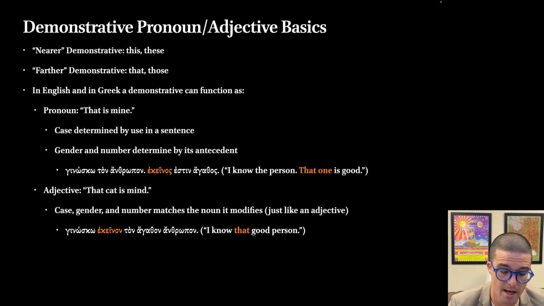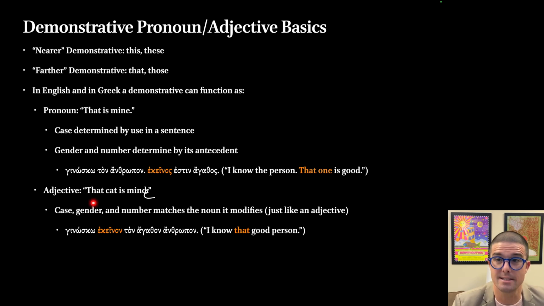The other way that a demonstrative can be used is as an adjective, wherein the demonstrative is modifying a noun that it goes with. When it is directly modifying that noun, it's going to be in the same case as that noun. So it will match not only in gender and in number, but also in case, just like is the case with adjectives. So in English, the example, that cat is mine.